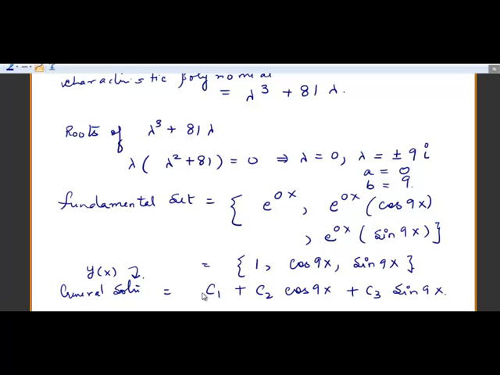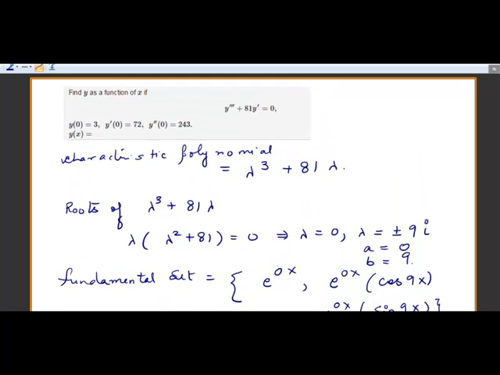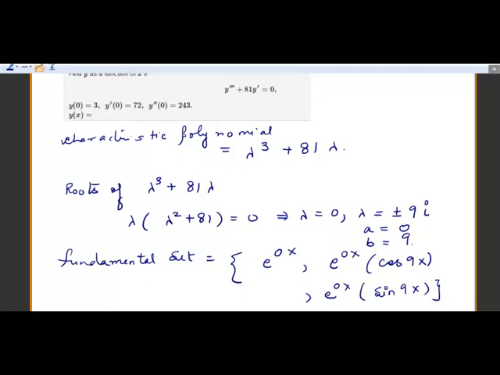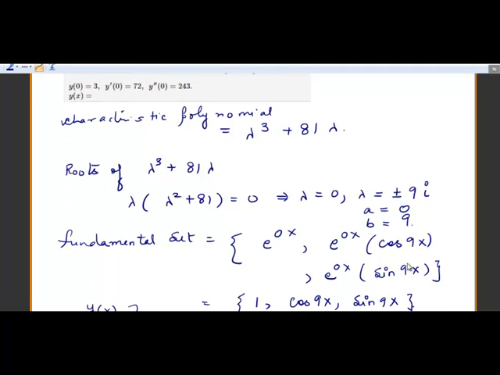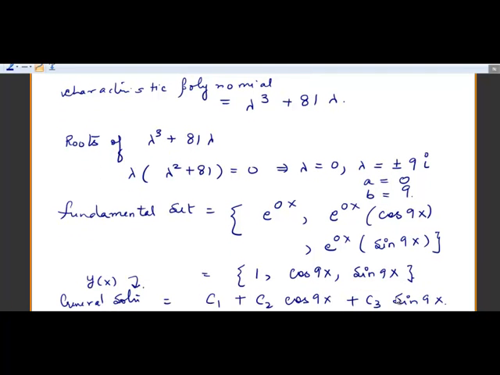You see what I'm saying? Yeah. So if your differential equation on the top is not y triple prime plus 81y prime, but it is y double prime plus 81y equals 0, then your polynomial will be just lambda squared plus 81, right? And your roots will then be plus minus 9i, that's it. So in that case, your fundamental set will only involve these 2 functions. And this C2 times cosine 9x and C3 times sine 9x will be giving you a solution.